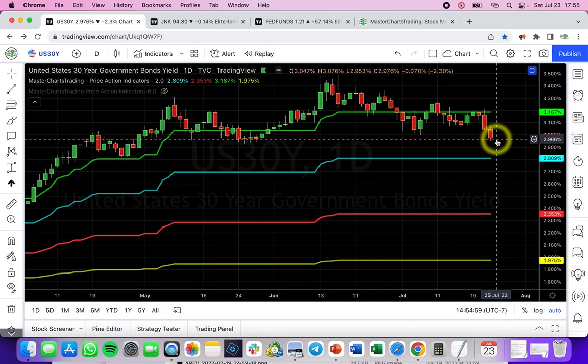This is what's called inversion. Normally short-term yields are much lower than longer-term yields. In this case, it's the opposite. In the past, these types of events have led to recessions and by extension bear markets in stocks.